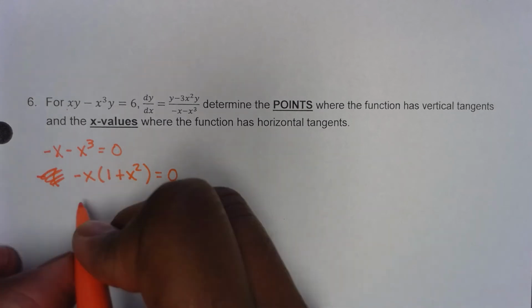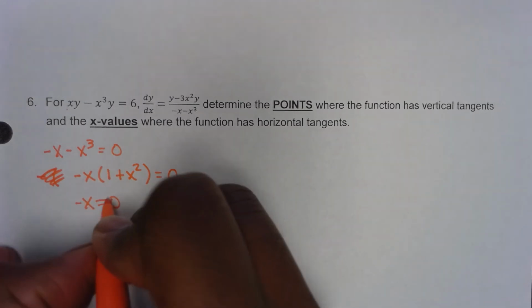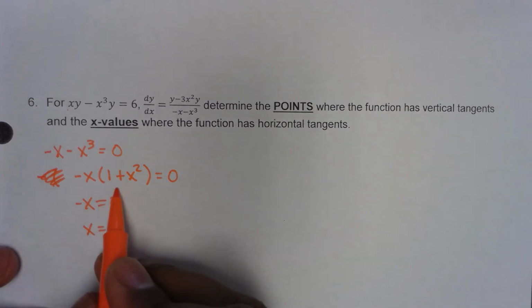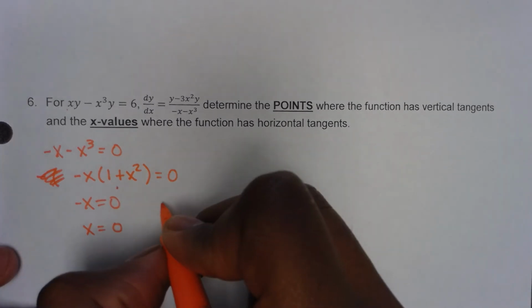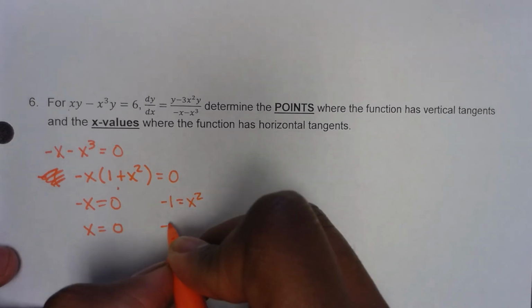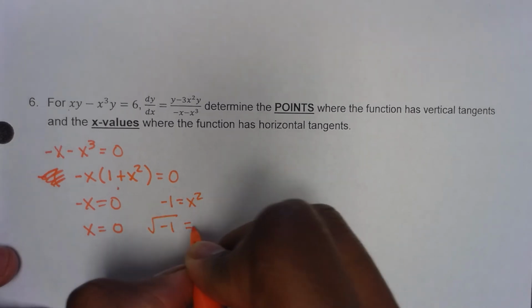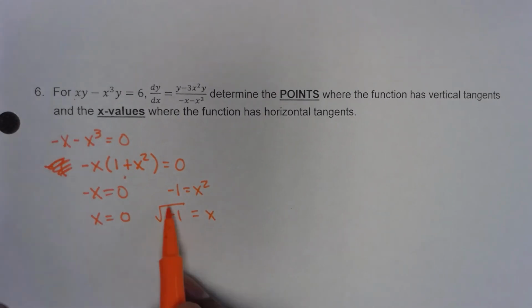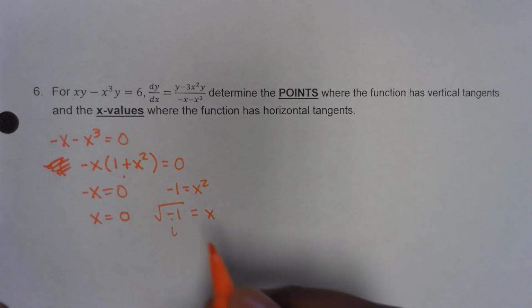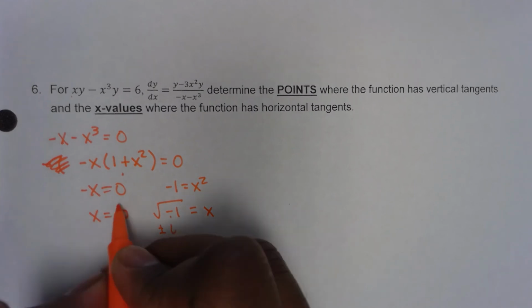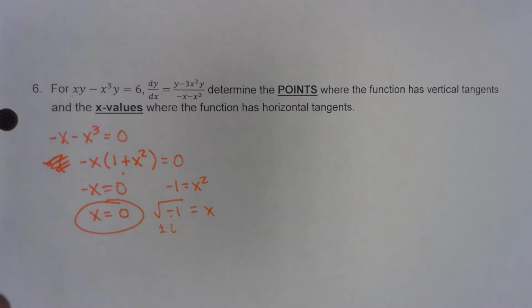We only get one solution here. Negative x equals 0 implies that x equals 0. 1 plus x squared does not produce a real solution because you would end up with negative 1 equals x squared, and so the square root of negative 1 equals x. We have never in class done anything with, in this case, i, or plus or minus i. So we will continue to not do anything with complex numbers. So we only need to concern ourselves with x equals 0.